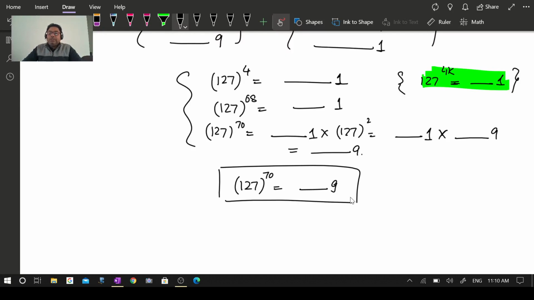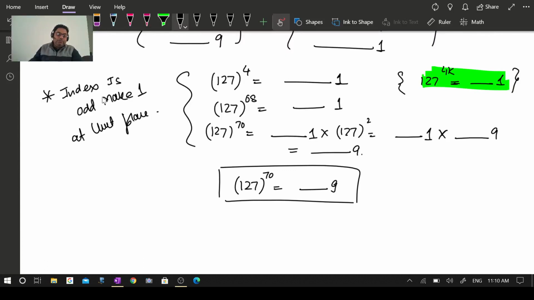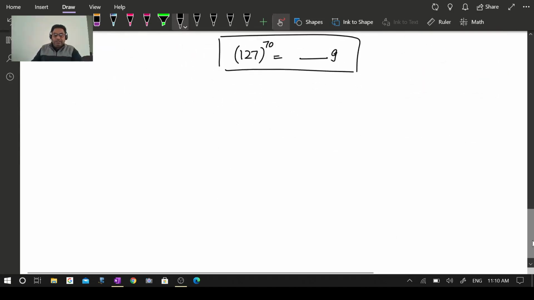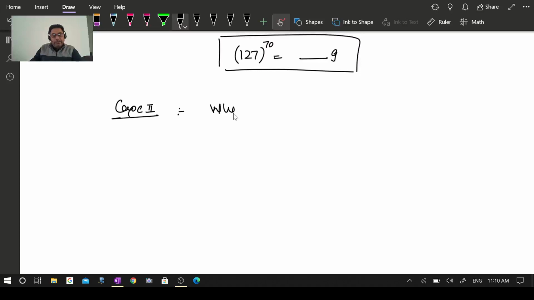So just go through the concept once again. My logic is very simple. I'm saying, if the index is odd, make 1 at the unit place. So simple, so easy, isn't it? Then we need to discuss when the index is even. So case 2, when the index is even.